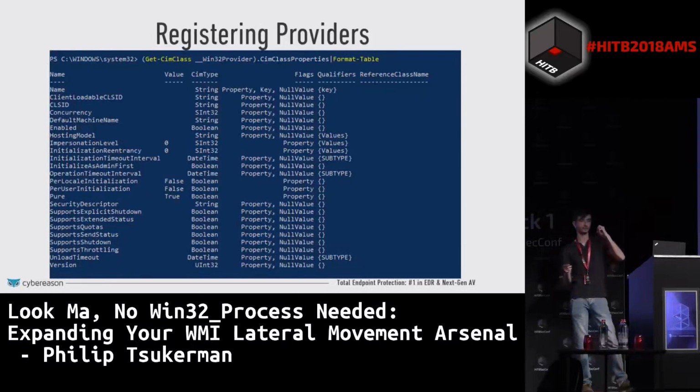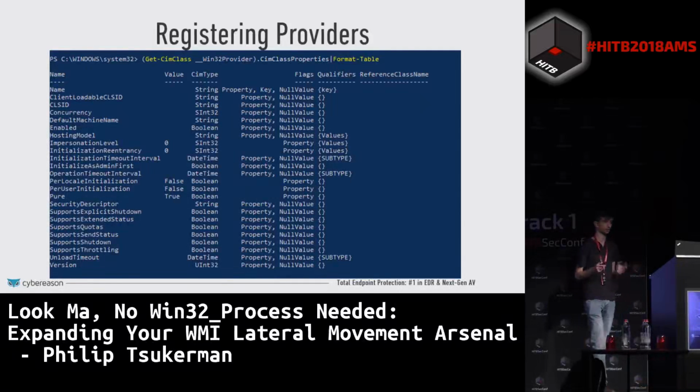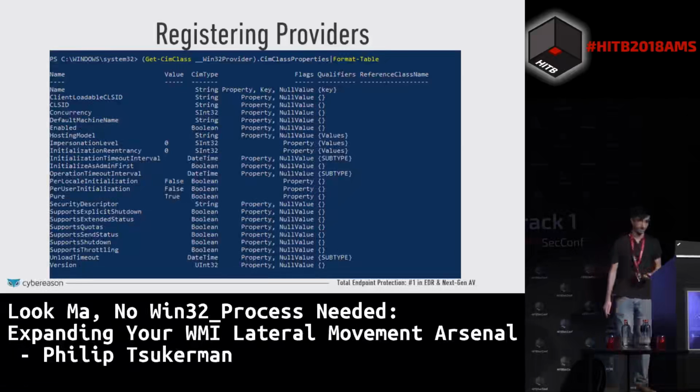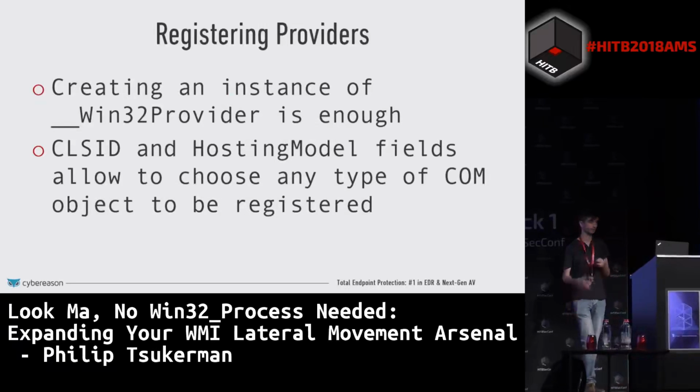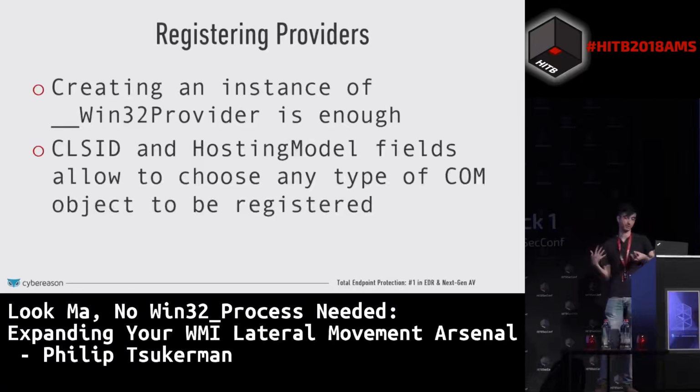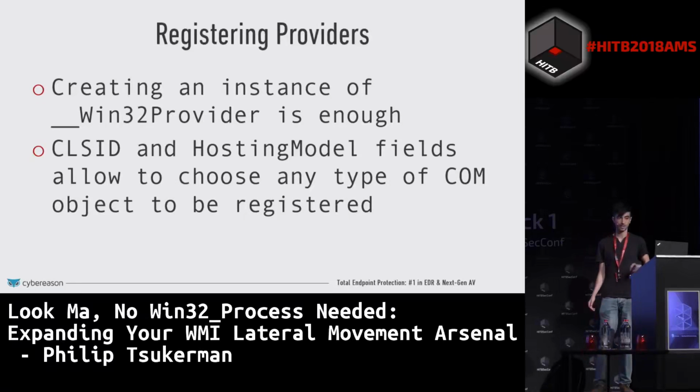So do I want it to run as a standalone exe? Do I want to run it as a DLL I load into a lower privileged host process? Or do I want to run it as a DLL in a process that is run as system? So we could just create an instance of Win32Provider, and that is enough to register an actual new WMI provider. We could simply name it whatever we want, supply the class ID of whatever COM object we've created, and set the hosting model to something like self-host, which means an out-of-process COM object which is run as the system user. And that's it. That's what you need to register a provider.